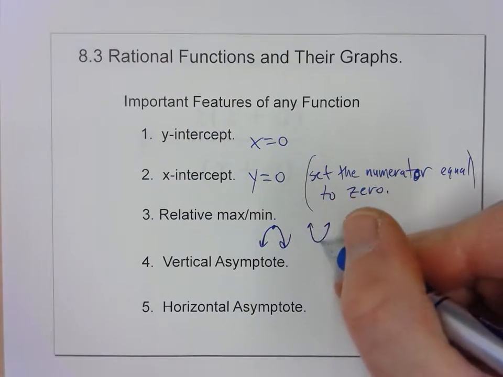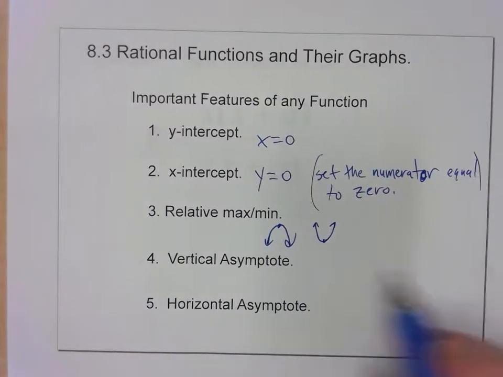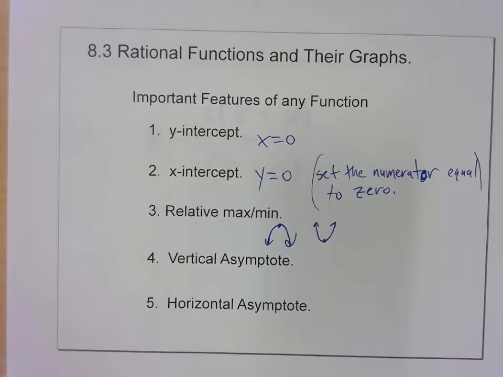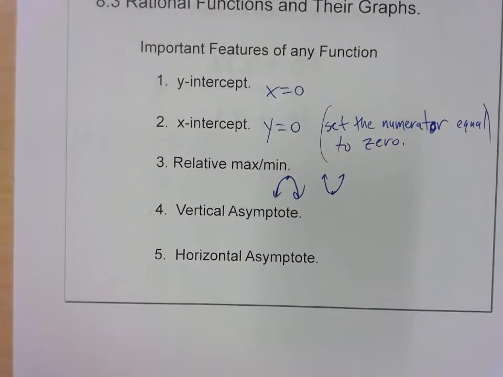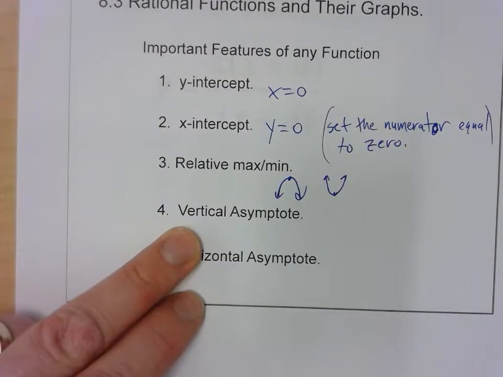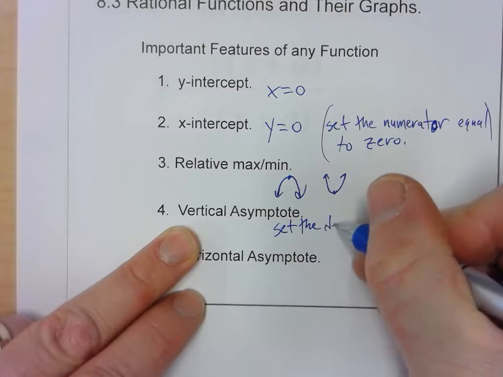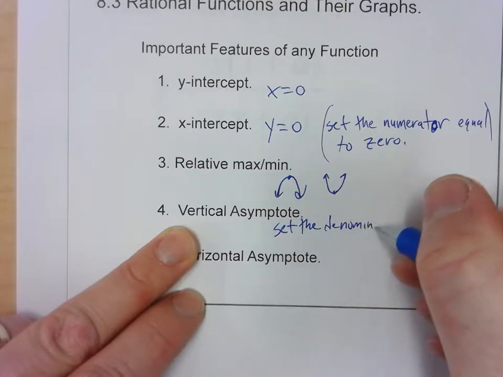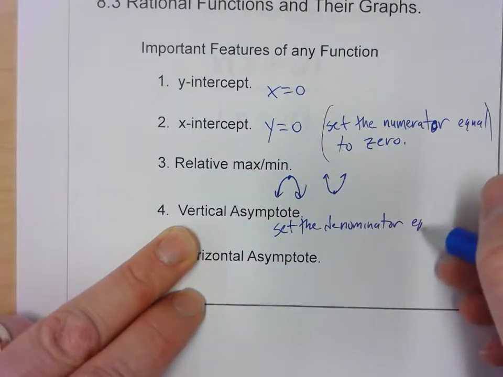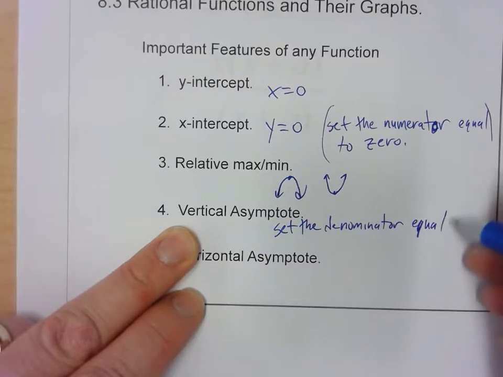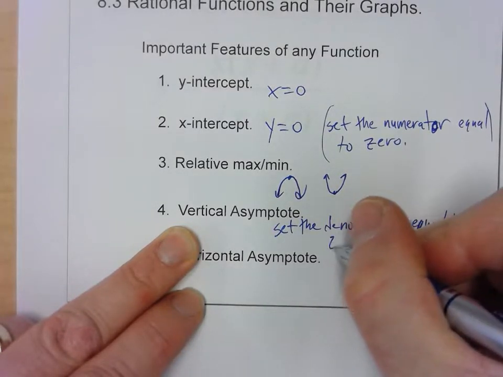Those are always important to find. And right now we kind of use technology to help us find those. And the vertical asymptote is setting the denominator equal to 0. So we set the denominator equal to 0.